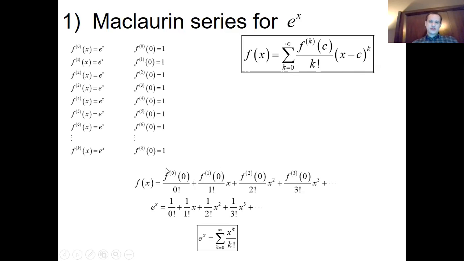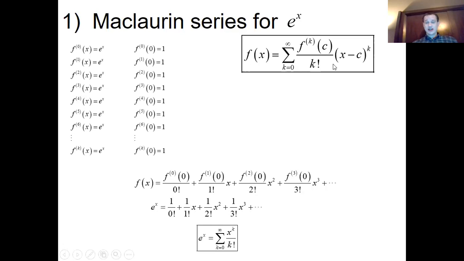And if you plug in what the derivatives are, well, this is 1, this is 1, this is 1, this is 1, you get 1 over 0 factorial plus 1 over 1 factorial x plus 1 over 2 factorial x squared plus 1 over 3 factorial x to the third. And as a nice, concise way to write that, and you should try to write it in sigma notation if you can, e to the x is just the sum from k equals 0 to infinity of x to the k over k factorial.